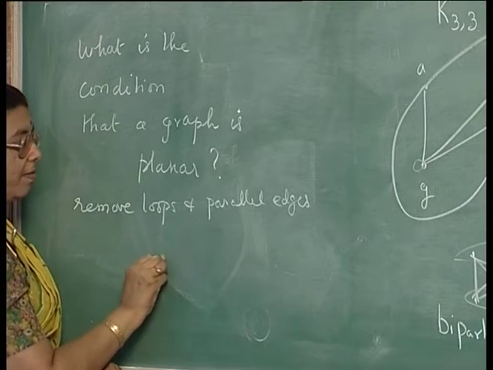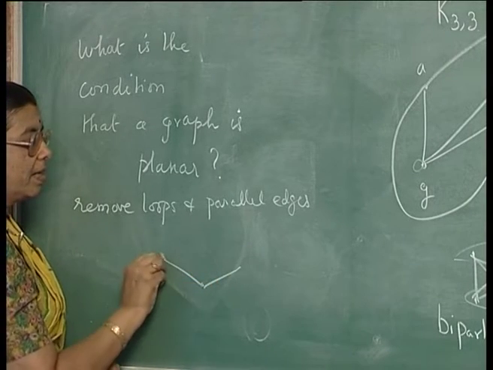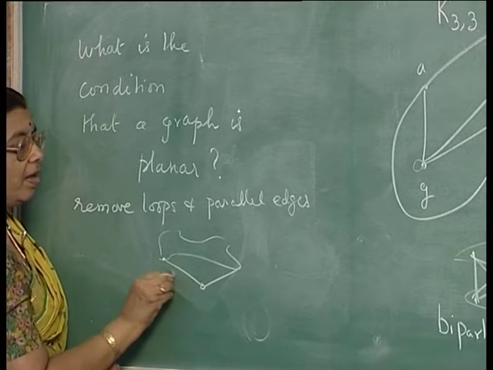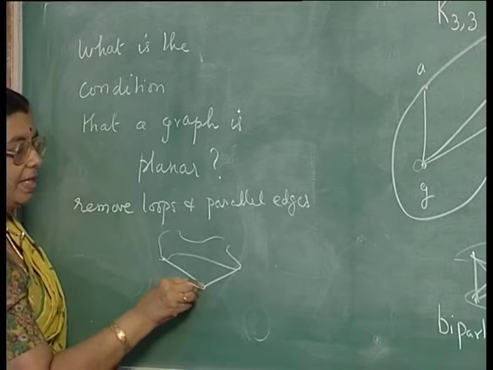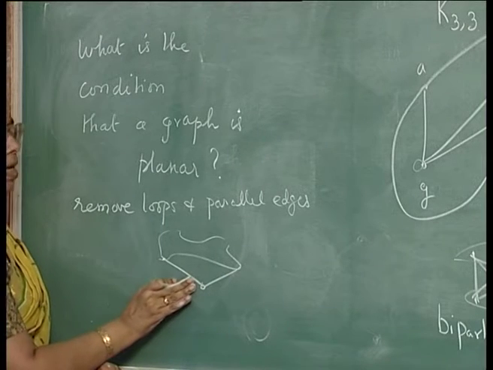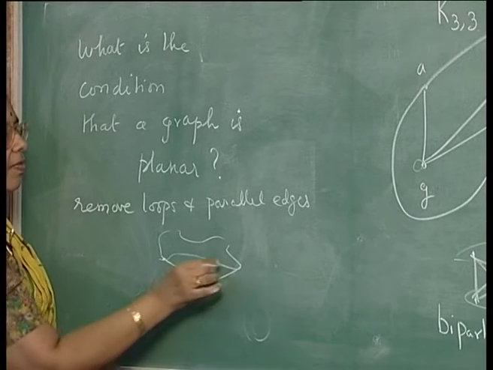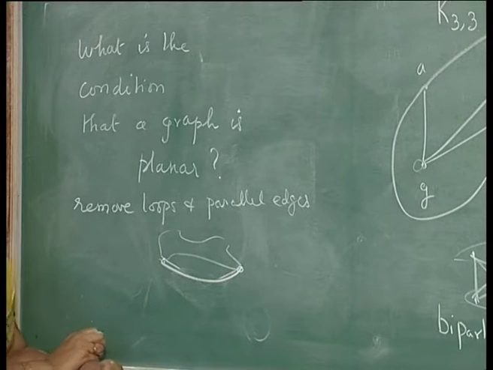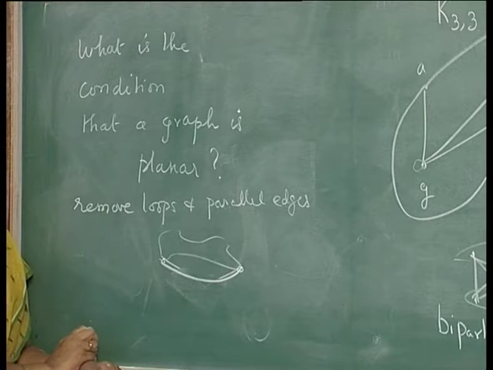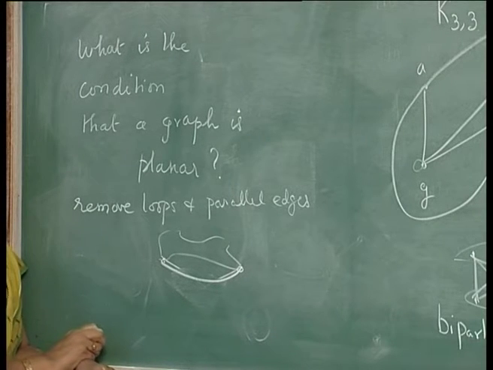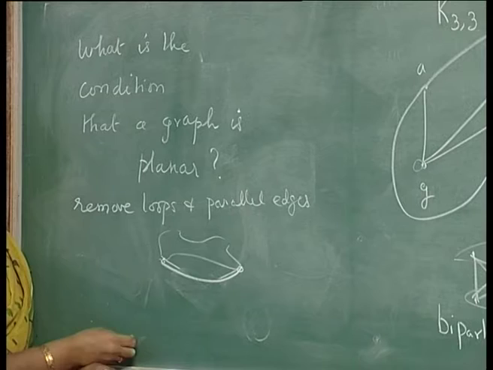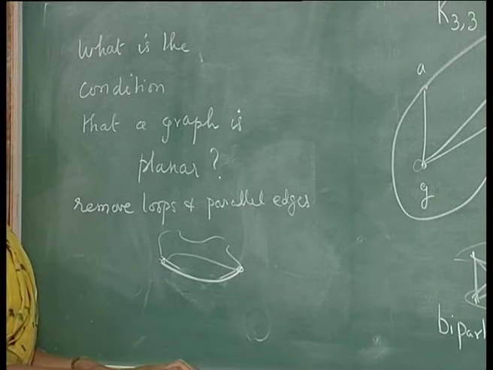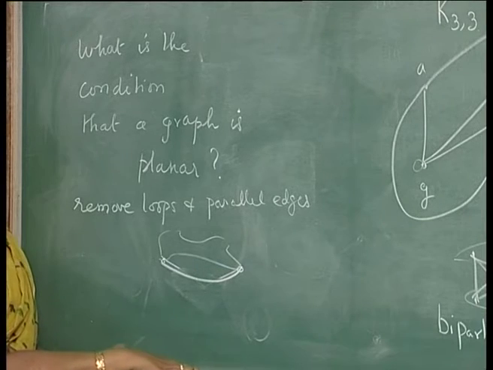Also, if you have a graph like this, some graph, if you have a vertex with the degree 2, instead of having this, if you draw a single edge, that is not going to affect the crossover in any way. So, you can remove such vertices and merge the two edges.